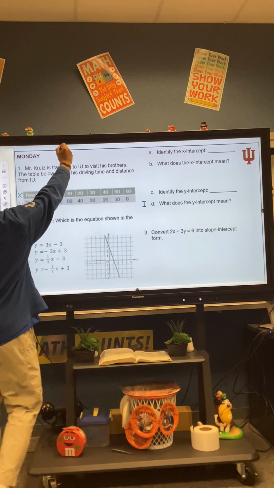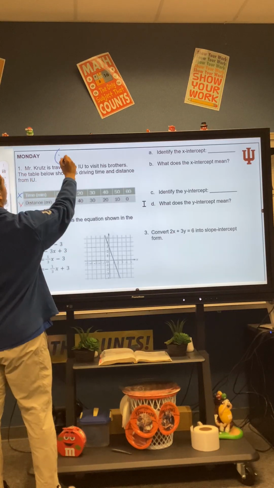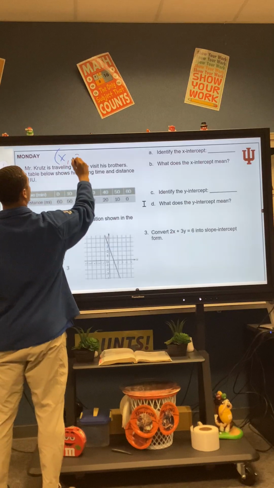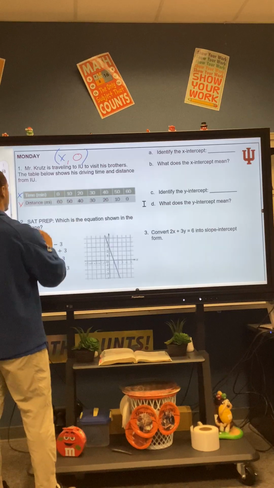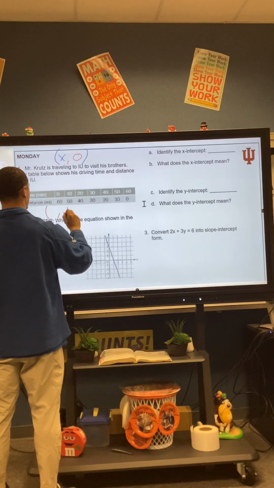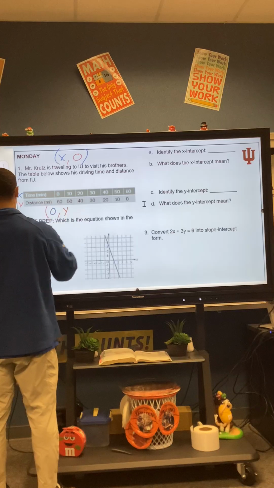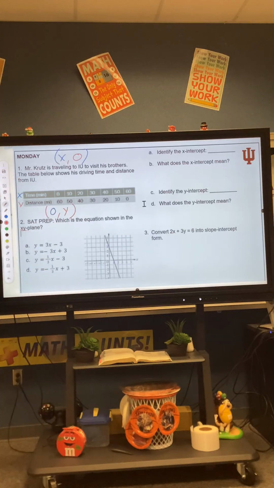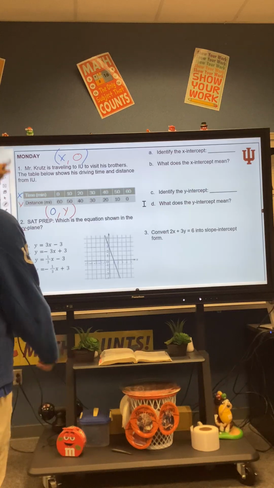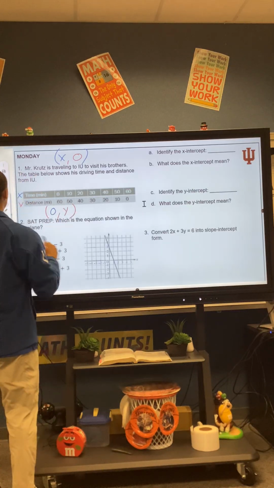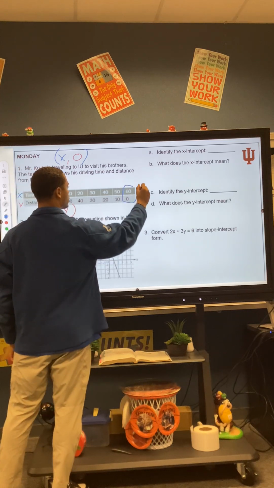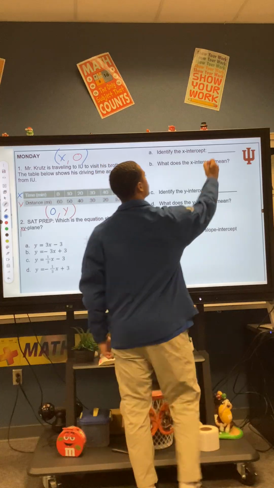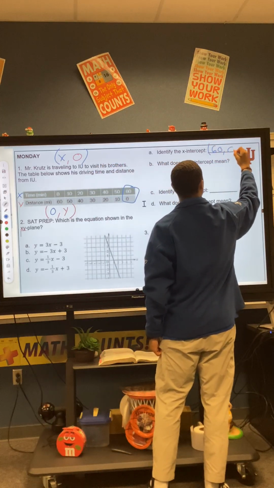I'll give you a hint. For my X-intercept, I'm going to have a value for my X. My Y is going to be 0. For my Y-intercept, I'm going to have a value for my Y, which means my X is going to be 0. So if I go to this table, I want to find where Y is 0, which is right here. So my X-intercept is 60, 0.